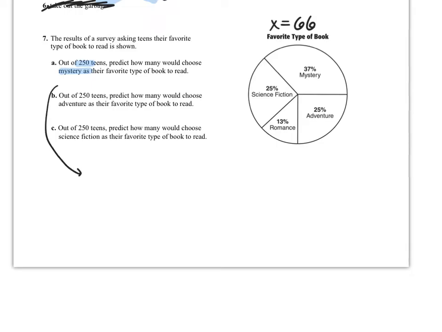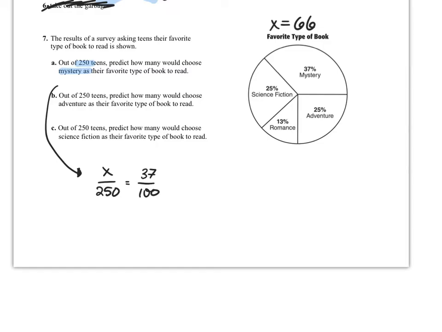I'm going to give myself some space down here. So I'm going to write that as a ratio. 37% is the same thing as 37 over 100. I want to know how many out of 250 would choose mystery. So I know 250 is going to be on the bottom since that's the total number of students, and I'm going to put my x on the top. And now I have a proportion that I can solve.